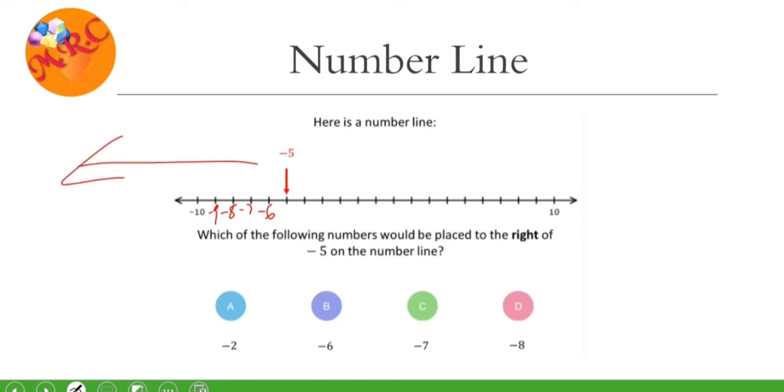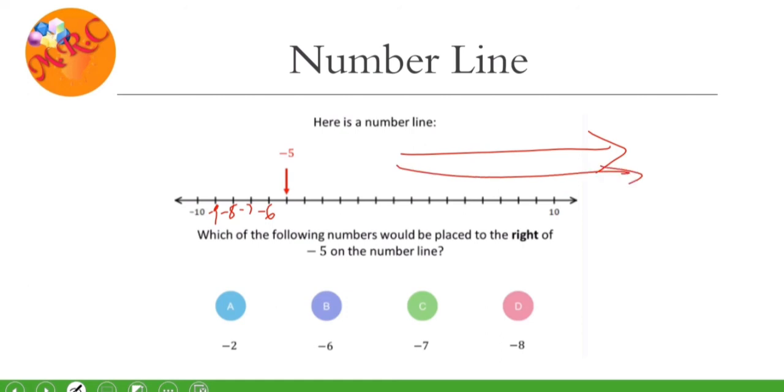Is it that way? Or is it right, I mean, that way? Ooh, it's actually this way. So here, we're going right, we're going right. So we're looking for the number that would fall to the right of the -5. So let's put in some other digits.